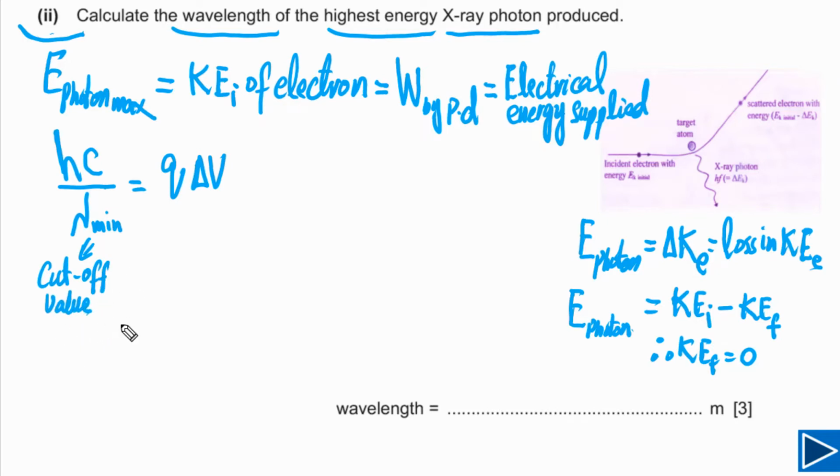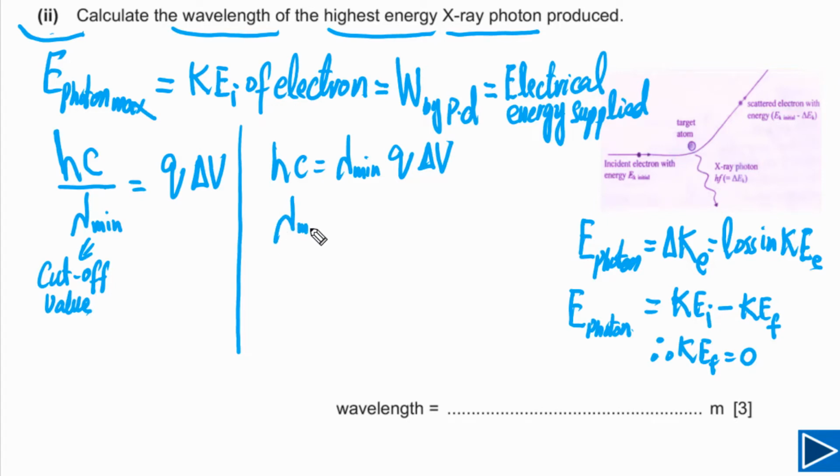You need to calculate lambda. So in this case we can simply write hc is equal to lambda min times q times delta V. Q is the charge on the electron. So lambda minimum will be equal to hc over q times delta V. Delta V is the potential difference. H is Planck's constant, so we can write down its value. You can also get this from the data list, and this is equal to 10 to the negative 34. C is a constant, 3 times 10 to the 8.